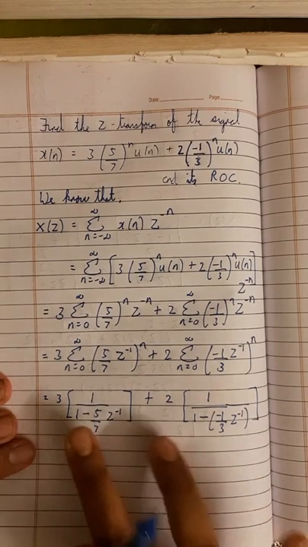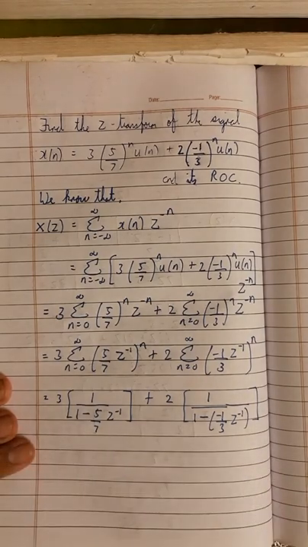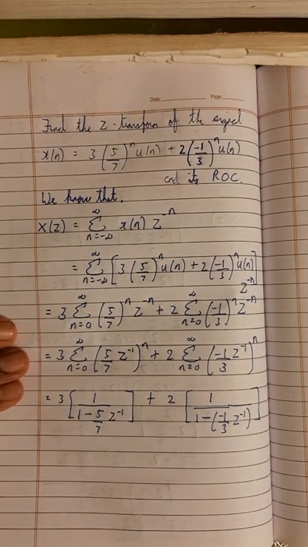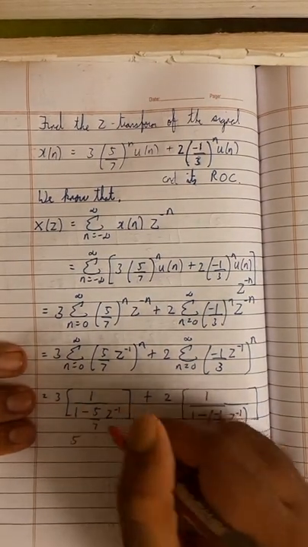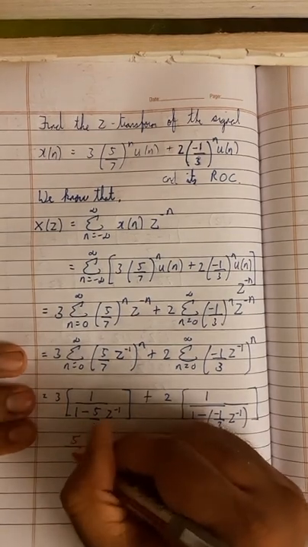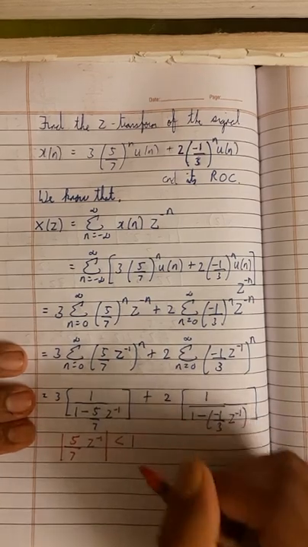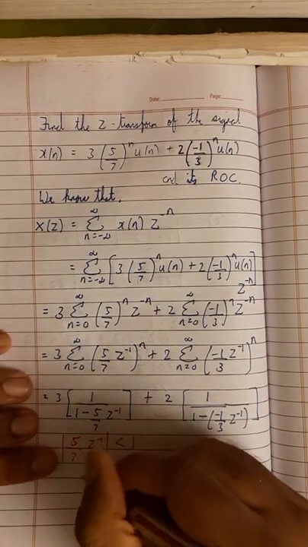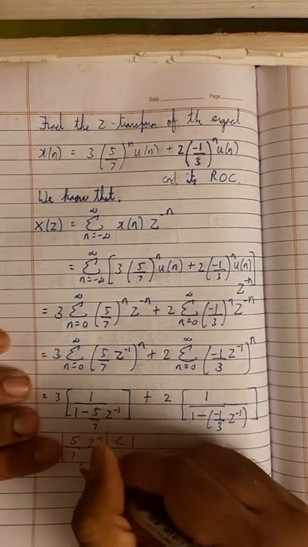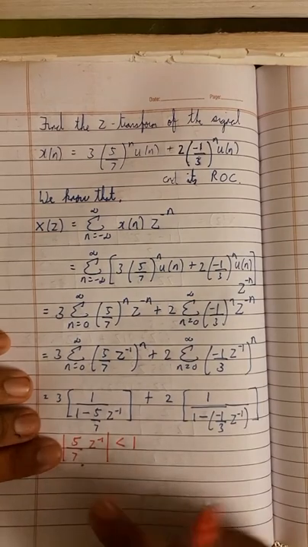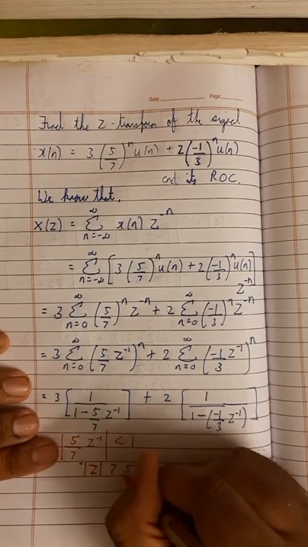Now from here itself, I think we can write what is the ROC, right? So ROC must be, for a by 1 minus r, magnitude of r less than 1. So in the first term, the ROC is given by a by 1 minus r, so this is your r. So magnitude of 5 by 7 z inverse must be less than 1. Or in other words, the magnitude of 5 by 7 is 5 by 7, and magnitude of z inverse is 1 over magnitude of z. So in other words, you have magnitude of z must be greater than 5 by 7.